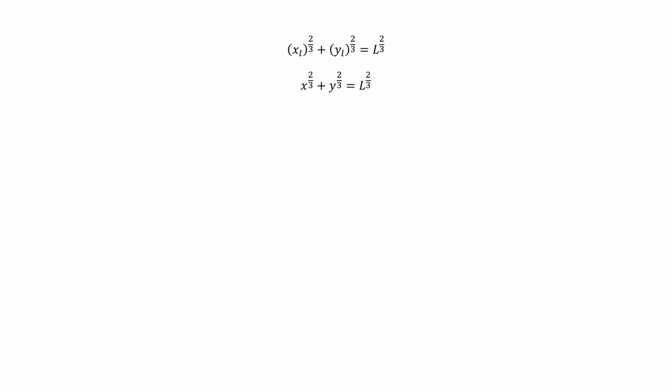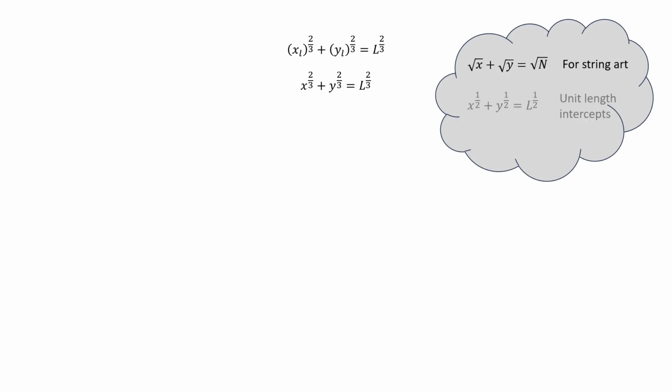Does this discussion seem familiar? In that string art video, the square roots of our result can be written as 1/2 powers. And if those intercepts are measured in unit length, that string number is equivalent to the ladder length. And we can combine these two results to get x to the n plus y to the n equals L to the n, where n is 2/3 for the ladder curve and 1/2 for the string curve.